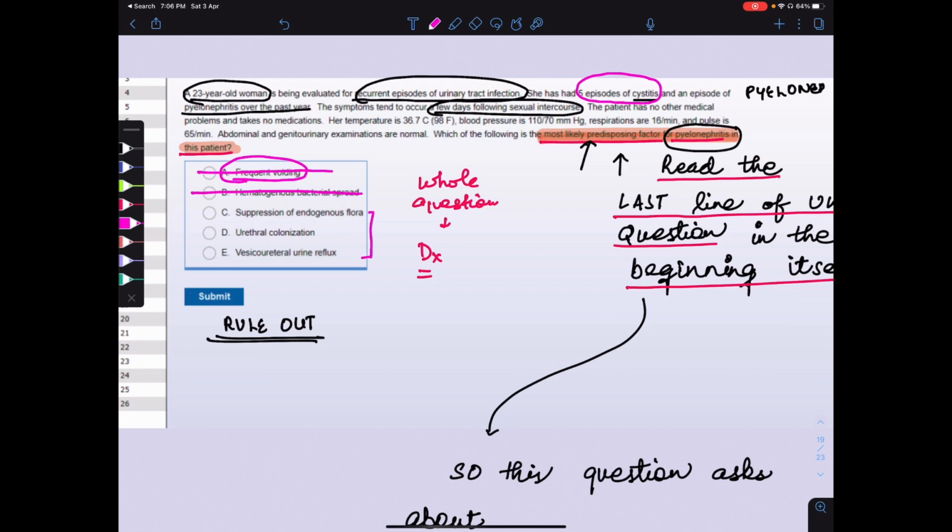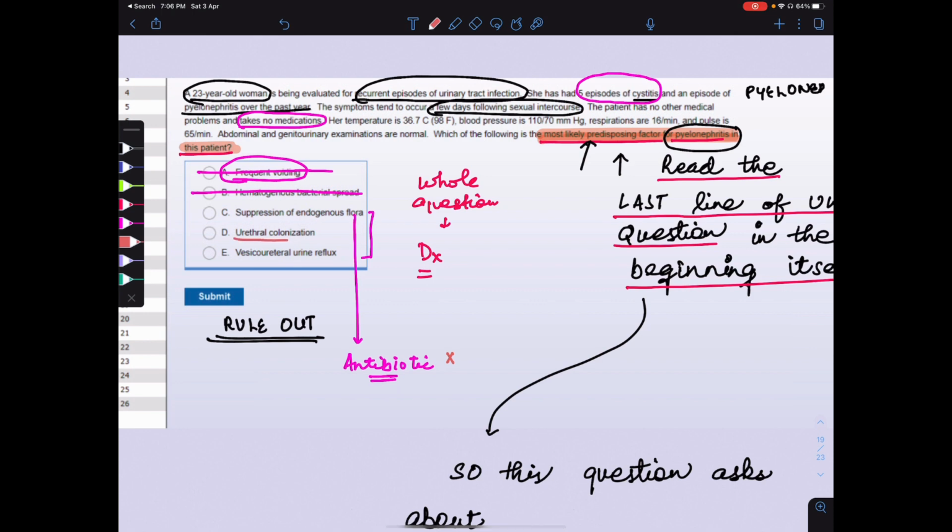Suppression of the endogenous flora. When do you think suppression of the endogenous flora will occur? This will only occur if the patient recently had taken the antibiotic. And in the question, they have clearly written that she is not taking any medication and no history of any previous medication or infection has been given. Right? So, she also did not take any antibiotic.